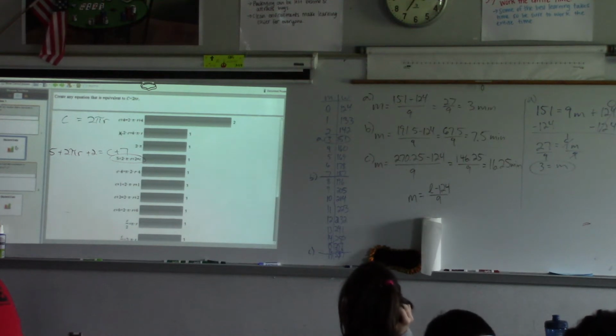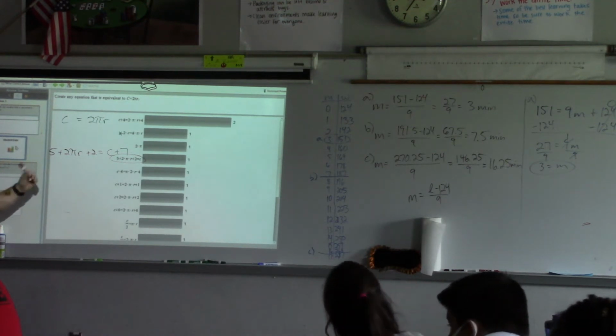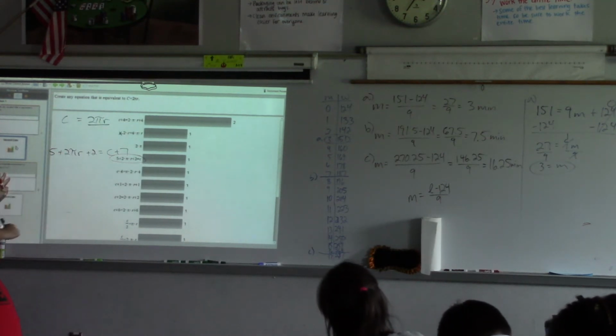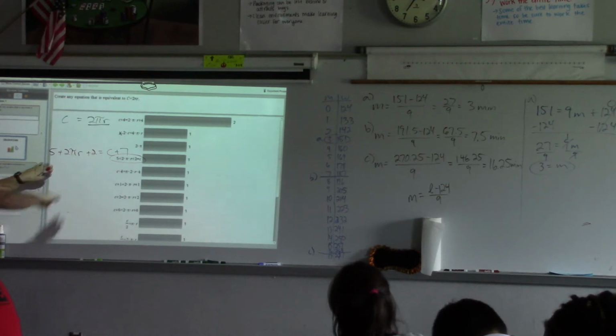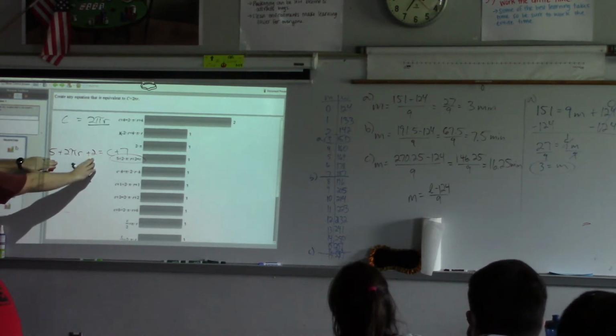You don't agree? You don't think it's equivalent? I don't know. You don't know? Claire, how much did we add? So originally we had 2 pi r, right? So how much is being added to that 2 pi r right here? That's a total of 7, isn't it?